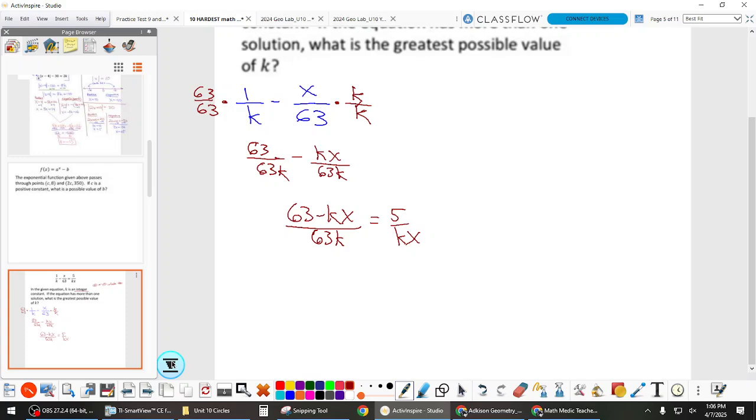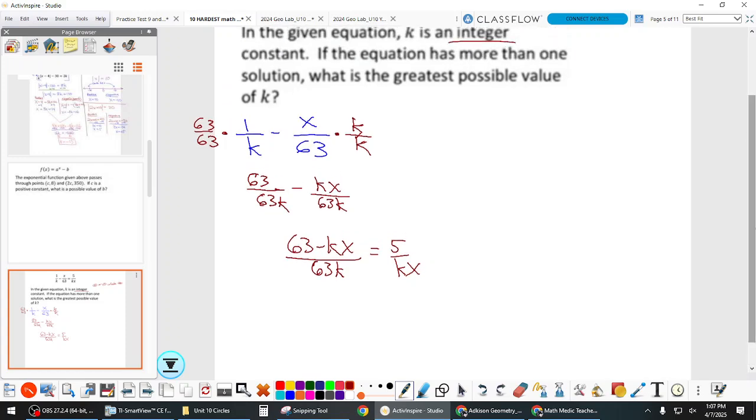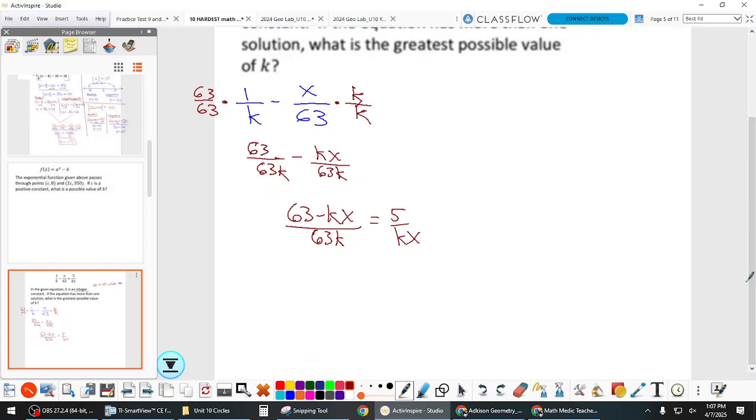We can butterfly them. Another strategy is to multiply to get the same denominator on both sides of the equation and then just set the numerators equal. That's kind of what butterfly is. This says, if the equation has more than one solution, what is the greatest possible value of k? So let's do our cross multiplication.